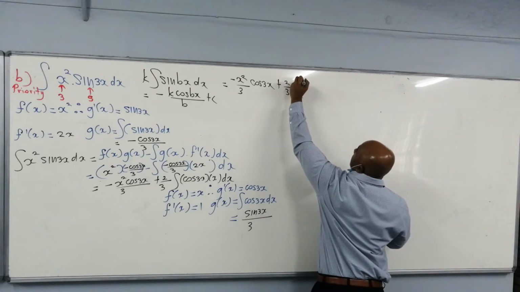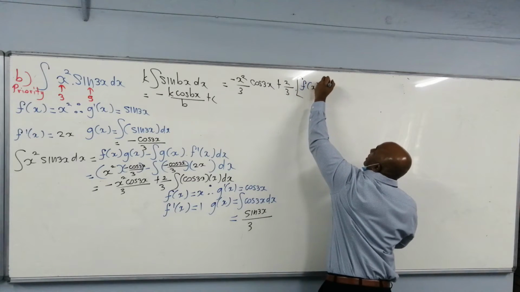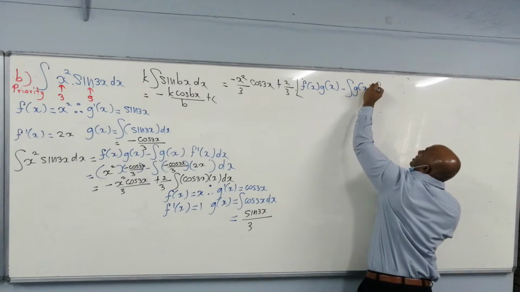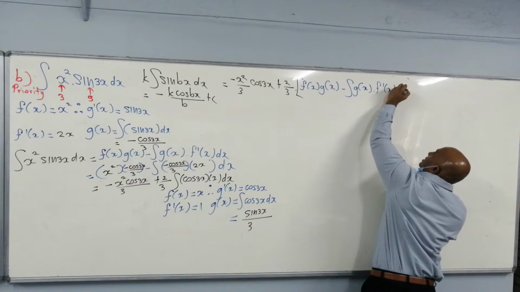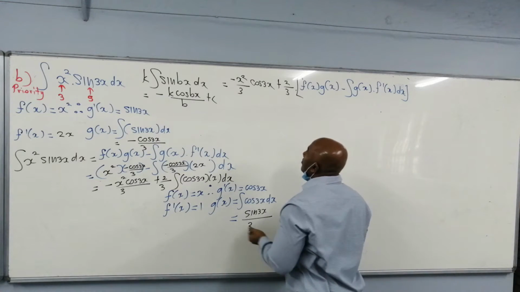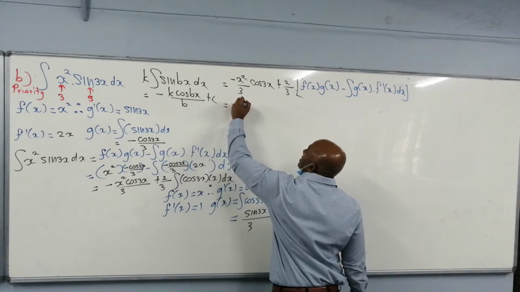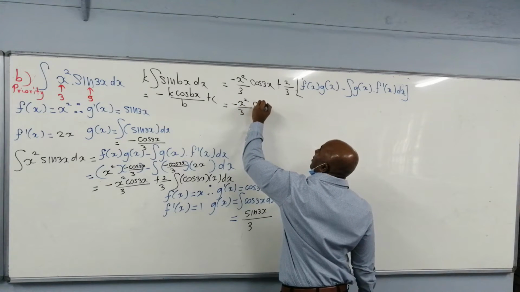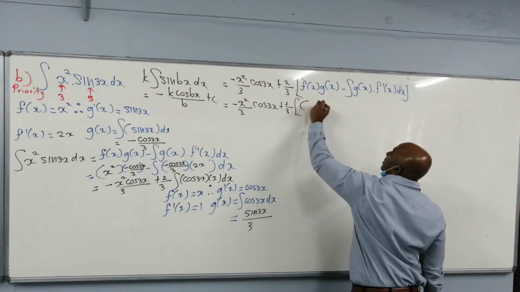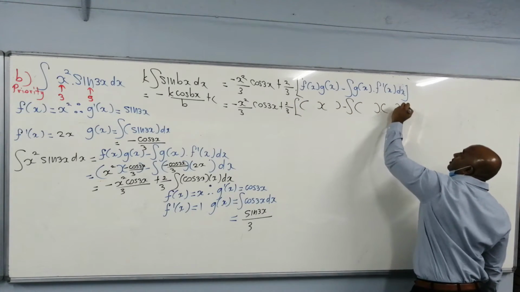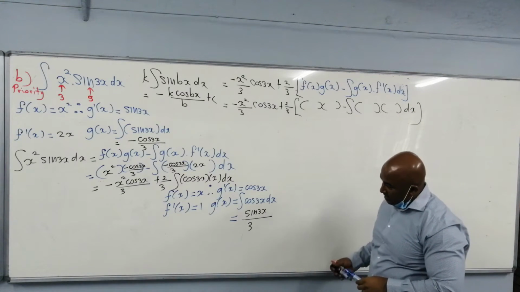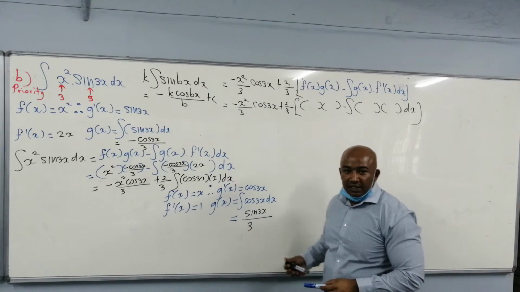This is integration by parts. So that's f of x, g of x minus the integral of g of x times f prime x dx. Alright. And that's going to be minus x squared over 3 cos 3x plus 2 over 3. And now do the substitution. So what is my new f of x now? My new f of x there is x.